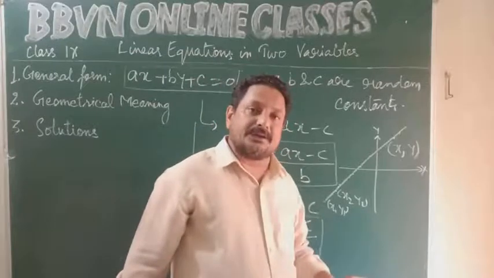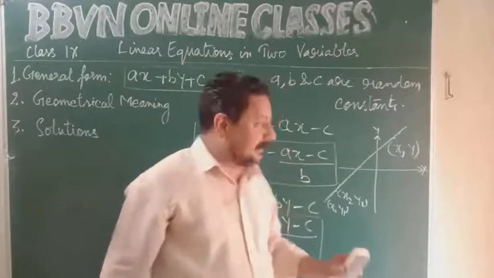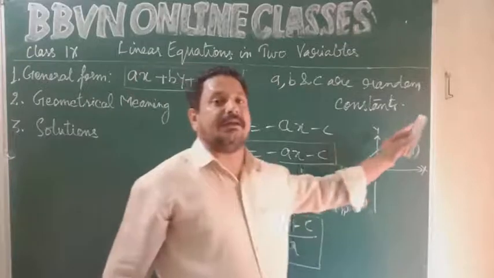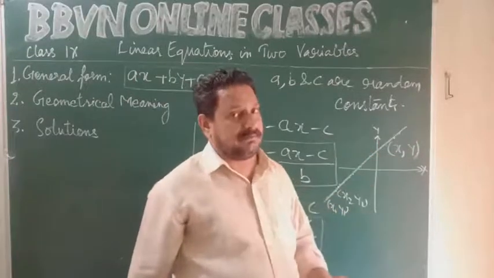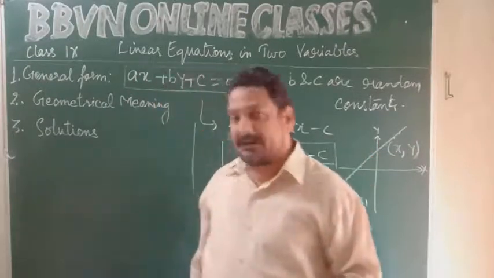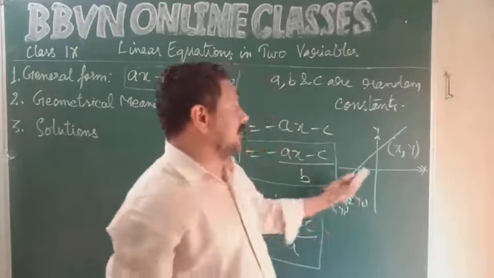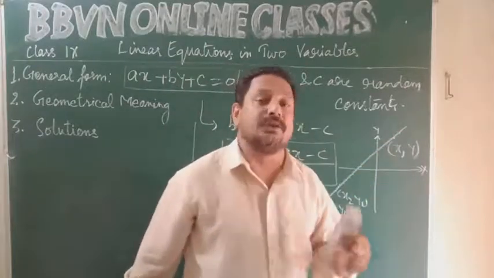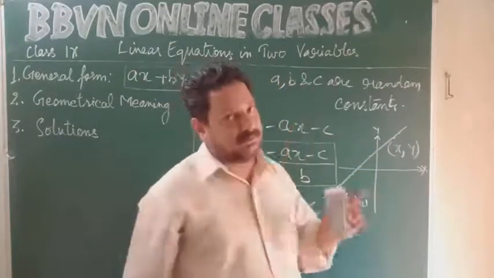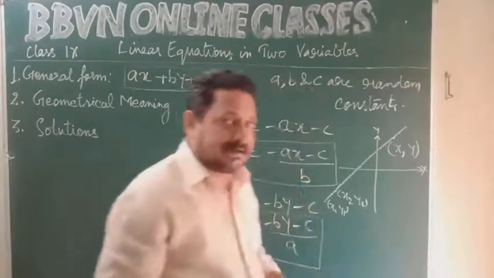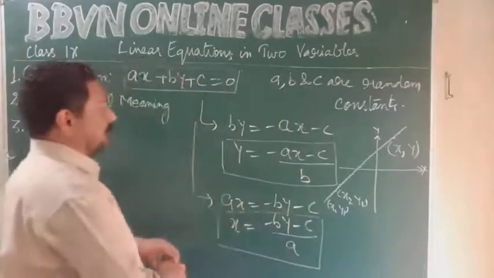Any linear equation can be expressed as a straight line in the Cartesian plane. Okay. So this was the geometrical interpretation. Every point that lies on this line is a solution to the given linear equation. Let us understand the same concept with the help of an example.